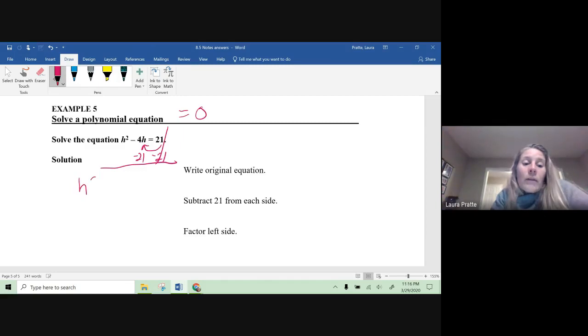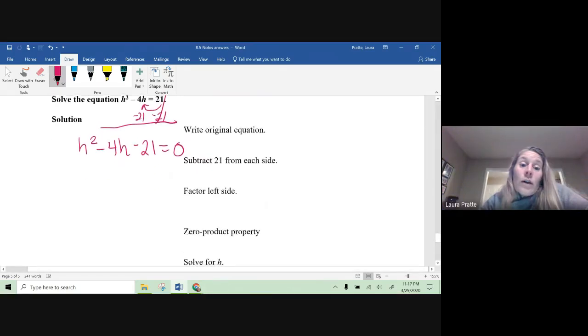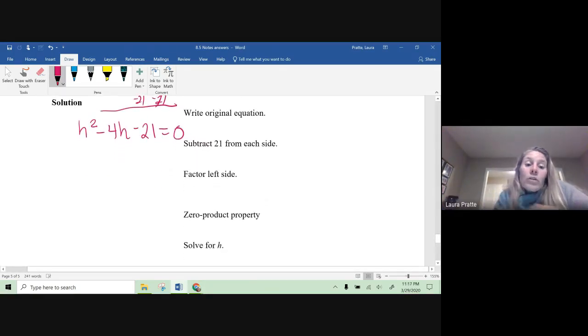So now we would have h squared minus 4h minus 21 equals 0. After you set it up so that it's equal to 0 and you have a quadratic trinomial, now you're just going to factor it the way we've just been doing.